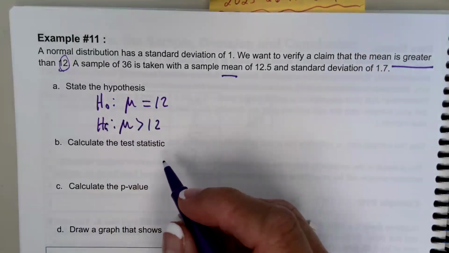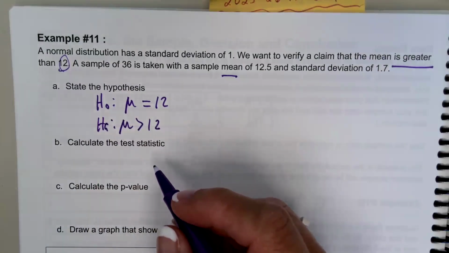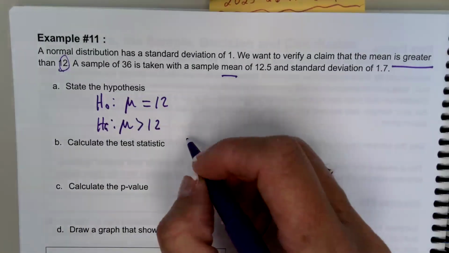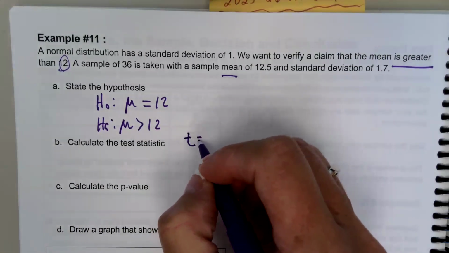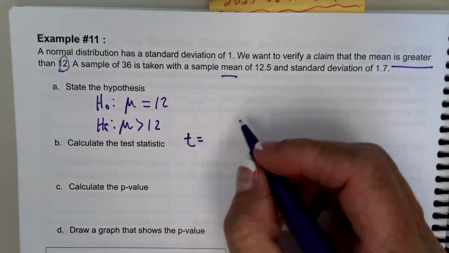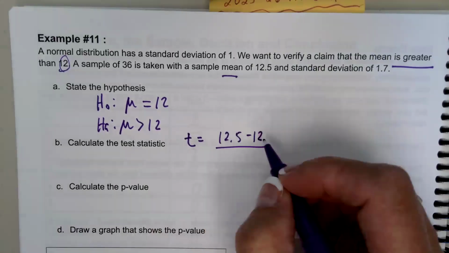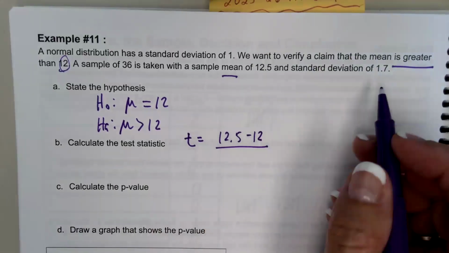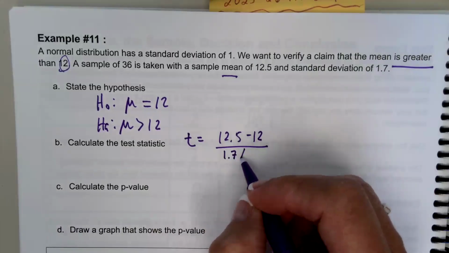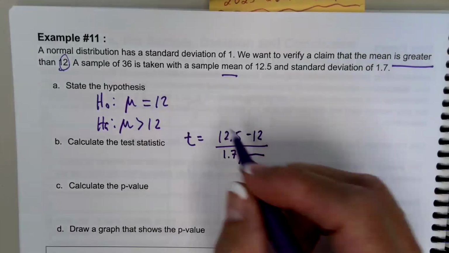Calculate the test statistic. So the test statistic is going to be a t-test statistic, and it's going to be the sample mean 12.5, subtracting what we think is true about the population, 12, and then the sample standard deviation of 1.7 divided by the square root of n. They said 36.